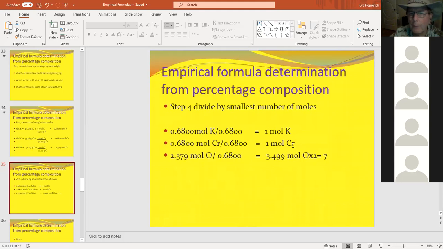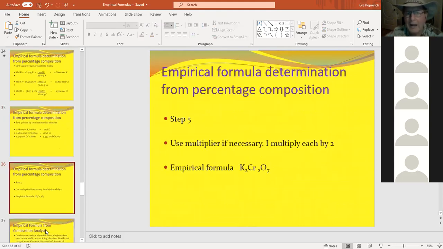I have to do the chromium and the potassium as well. So I get an empirical formula of K2Cr2O7. Are we good, guys? Any questions so far?